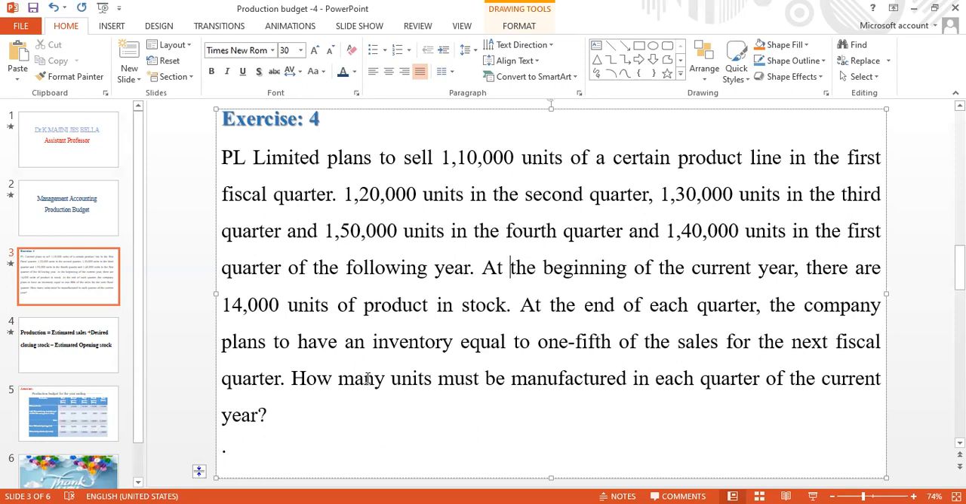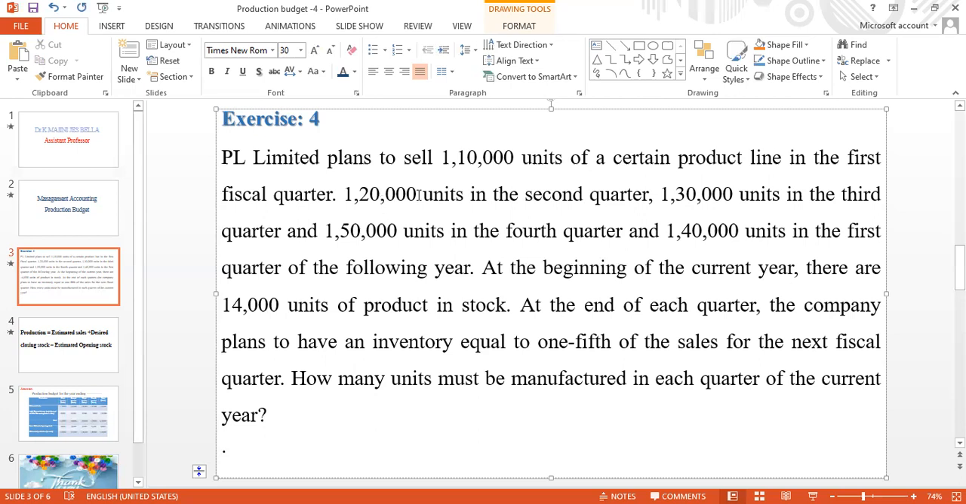For one quarter, there are 3 months, right? So there are 4 quarters. Based on that, we should calculate the production, right? For quarter one, sales how much? 1,10,000. First, you should understand the question. Then only we will move to the sum part, right?